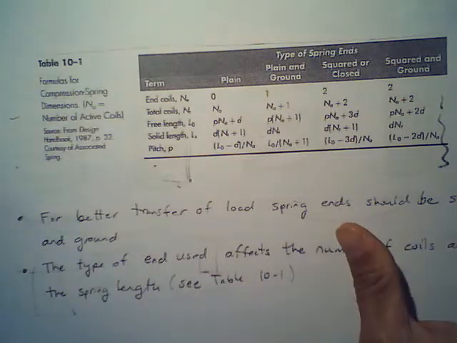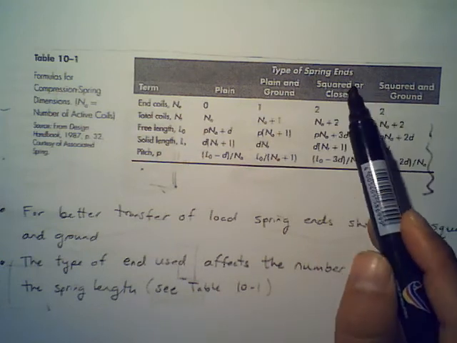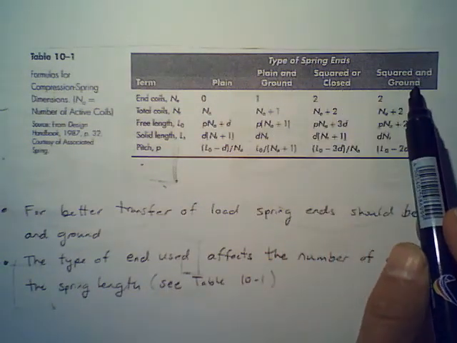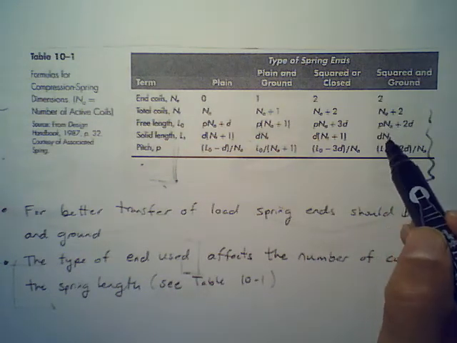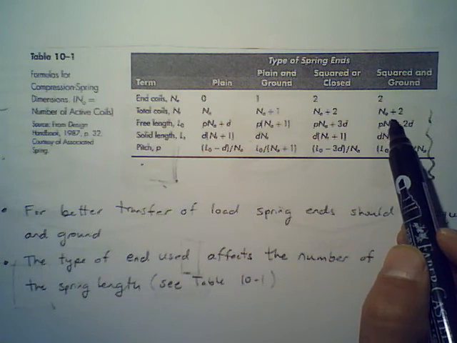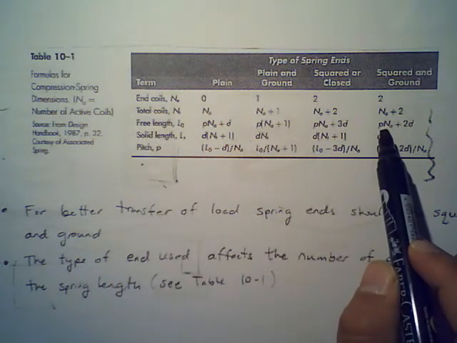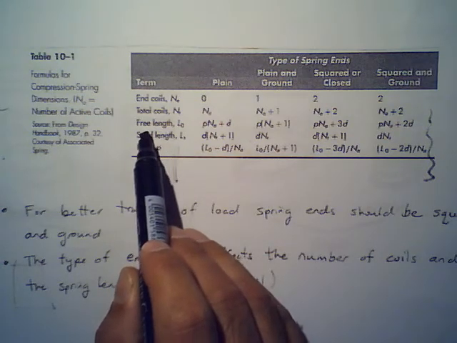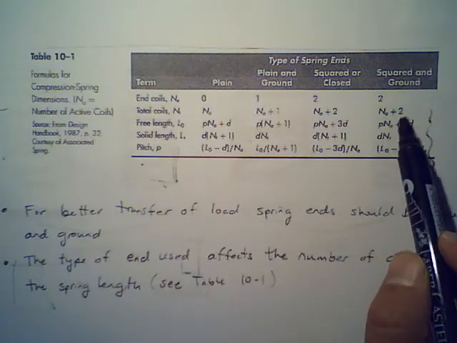This table is very useful because it relates those four different types of springs which I just discussed. You have plain, plain and ground, squared or closed, and squared and ground, which is the most expensive. In the vertical column, we can relate the free length of the spring to the number of active coils. If I gave you that the free length of that spring is 2 inches, this is the squared and ground type.